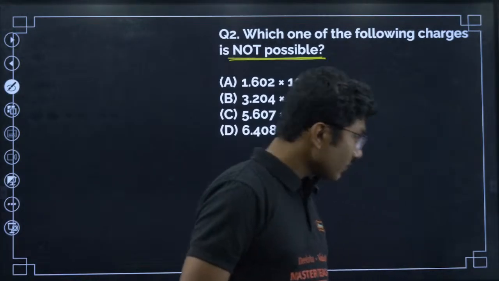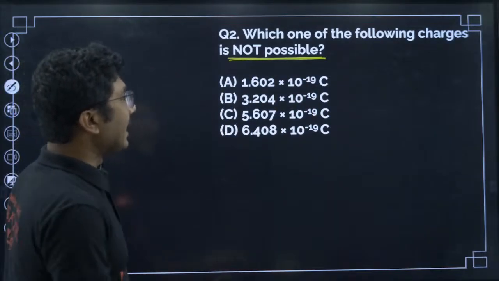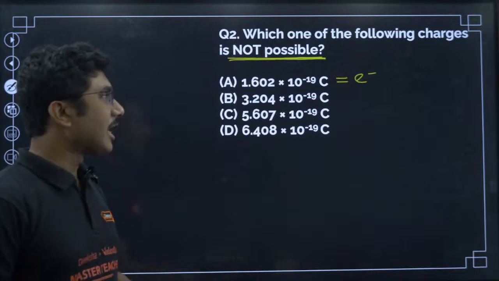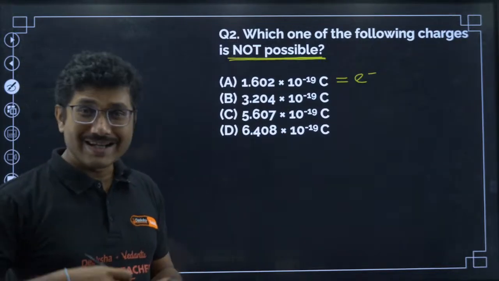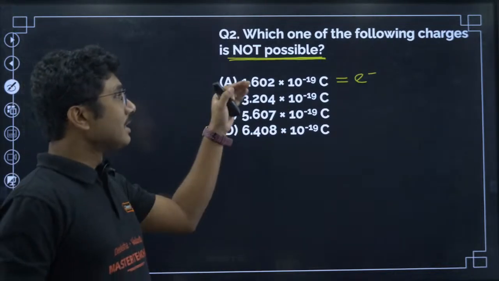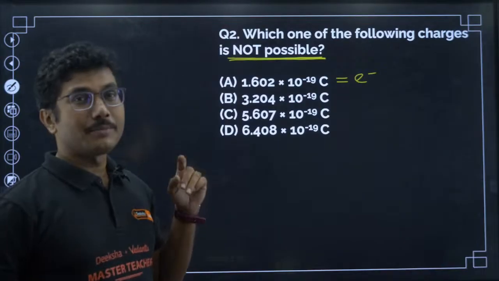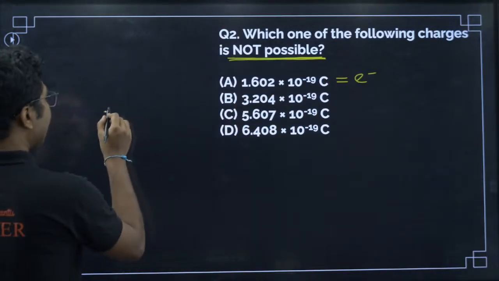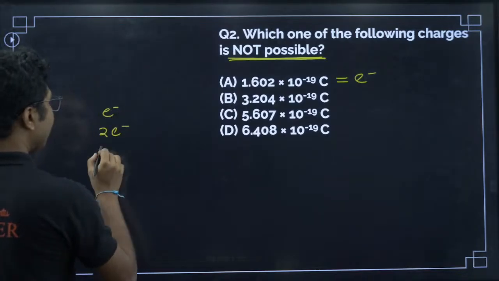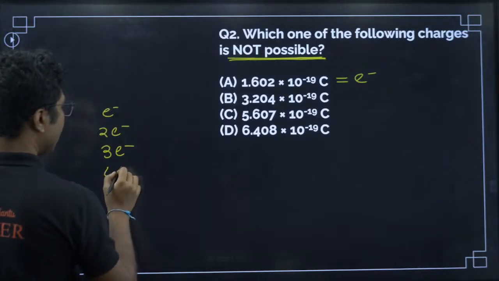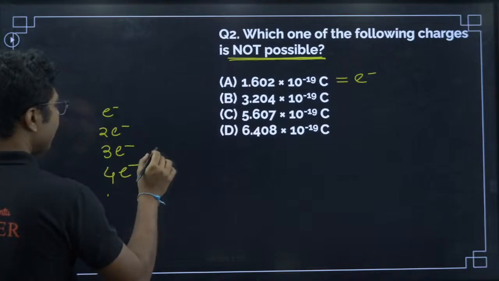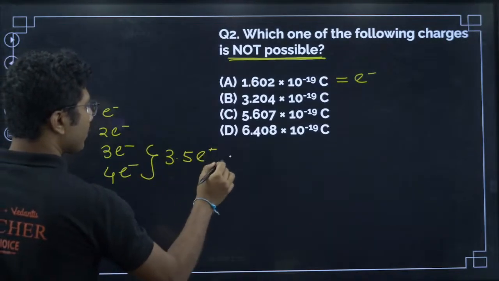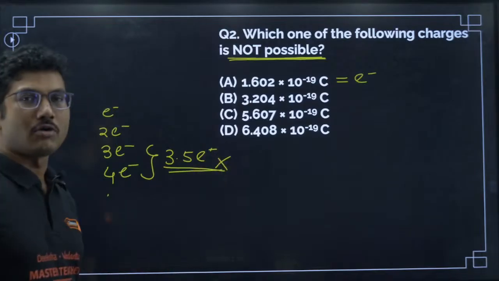Okay. So now if you see, this is the charge of one single electron. The quantization principle says that charges can be integer multiples of this smallest value. Integer multiple means what? It can be E, it can be 2E, it can be 3E, it can be 4E, but it cannot be 3.5E. 3.5E is not possible.